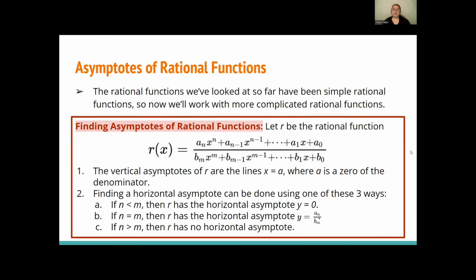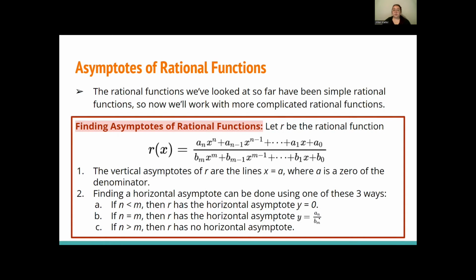So moving on to the next and more important topic, we have asymptotes of a rational function. We just looked at some vertical asymptotes, and now we're going to be looking at both vertical and horizontal. The rational functions we've looked at so far have been relatively simple, and now we're going to work with more complicated rational functions. Since rational functions are a polynomial divided by another polynomial, and we've seen how large and messy polynomials can get, they can be a lot more difficult than the ones we've seen so far, which have been like 1 over x minus 2, and things like that.